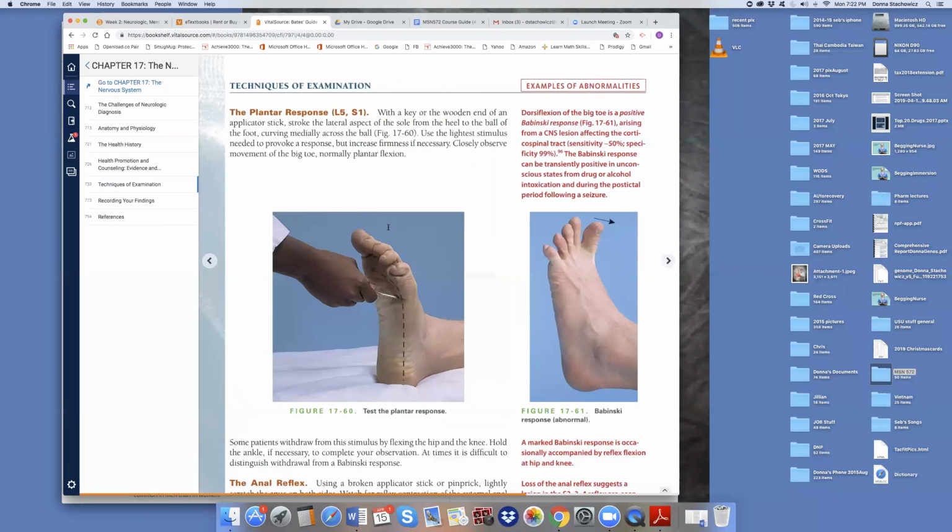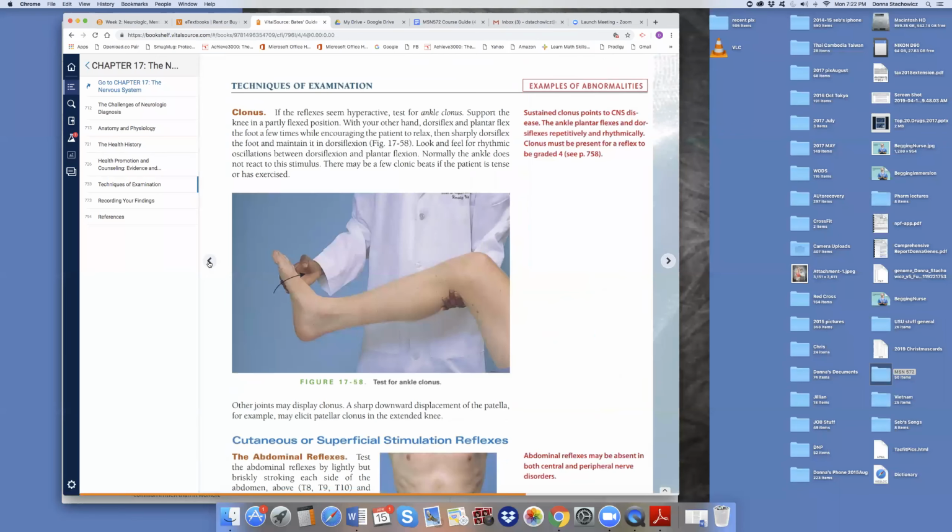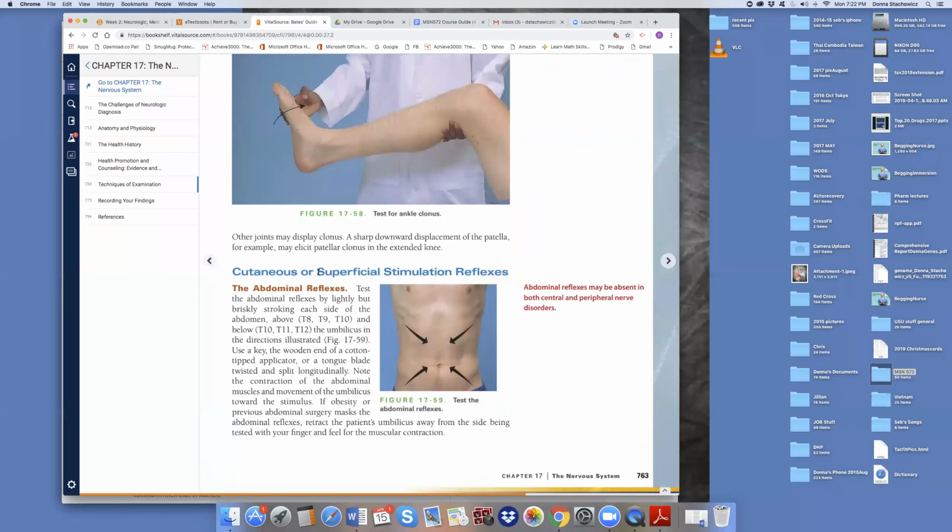There's the plantar response. This is one of the superficial reflexes. So the other ones are called DTRs, deep tendon reflexes, whereas the plantar response is actually one of the cutaneous or superficial reflexes. There was a chart, oh, here we go, the superficial reflexes.